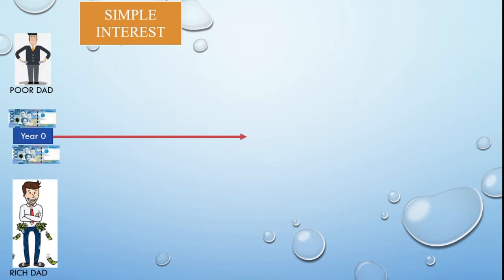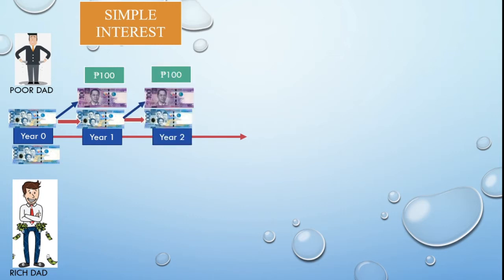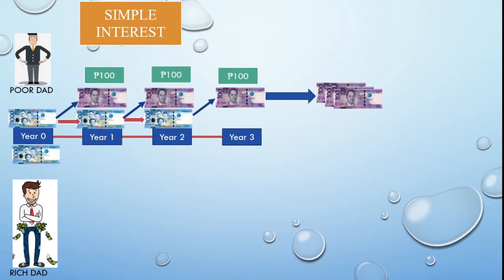After a year, it earns 100 pesos as interest and the principal is unchanged. After the second year, his money earns another 100 pesos and he reinvests the money he has for another year. After the third year, his money earns another 100 pesos, earning a total of 300 pesos interest. Together with the principal, he now has 1,300.